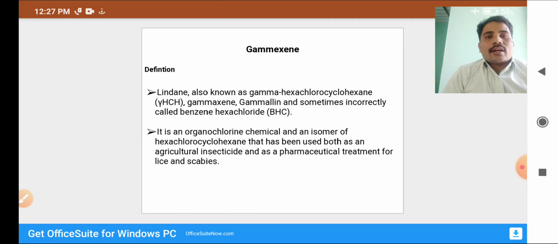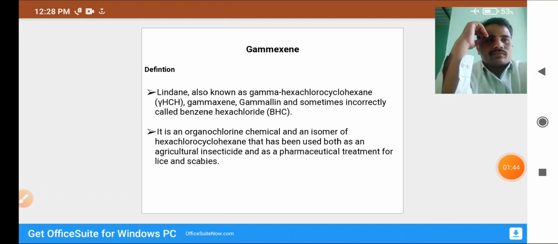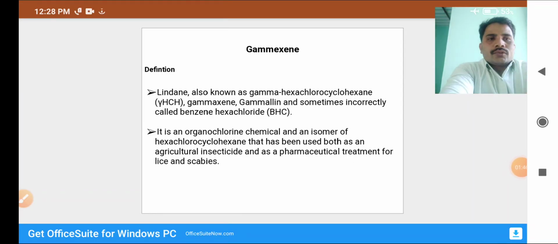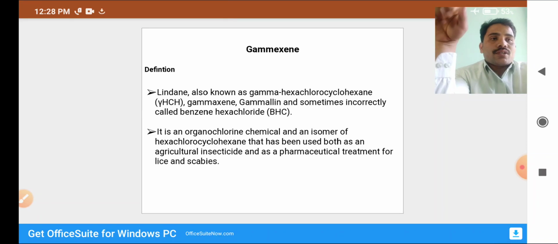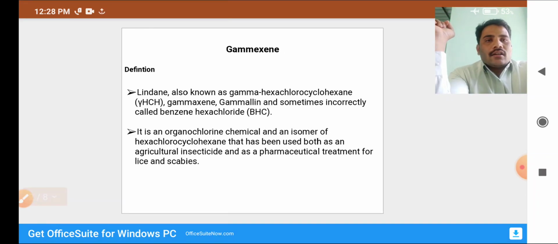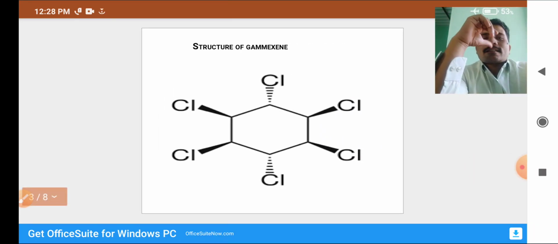It is an organochlorine chemical, an isomer. It has been used in agriculture as an insecticide and in pharmaceutical treatment for lice and scabies. So it is one of the major treatments using this gamaxin compound. This is the structure of the compound.